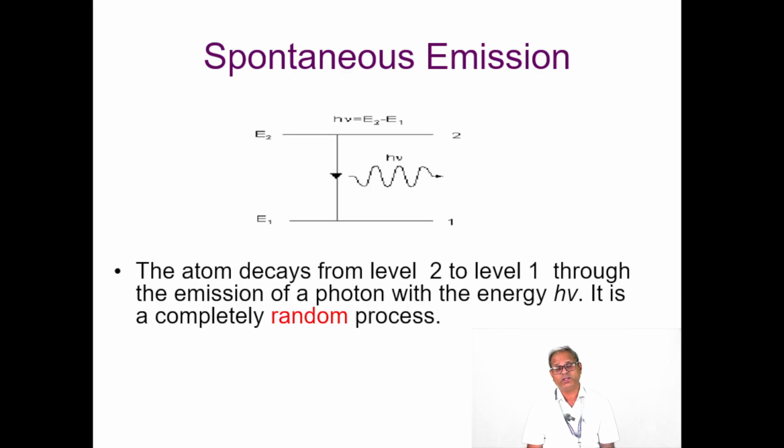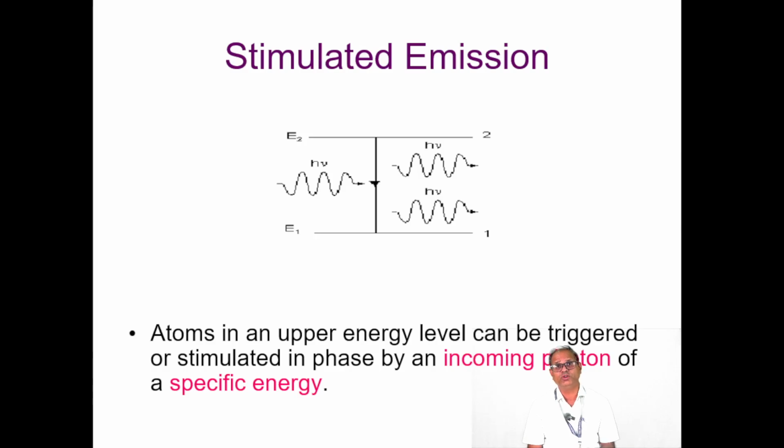So, the atom will decay from the higher energy level to the lower energy level by the emission of a photon, and this emission is a random process, which is nothing but the spontaneous emission. But the third process is the stimulated emission process.